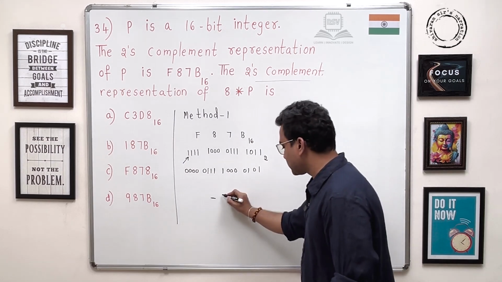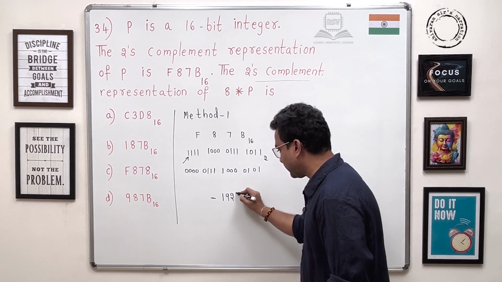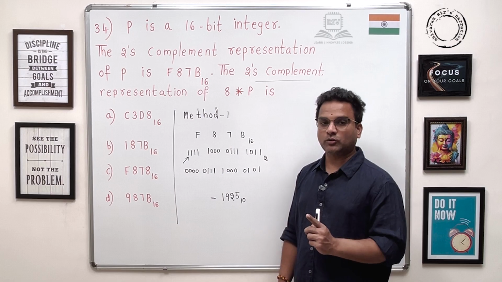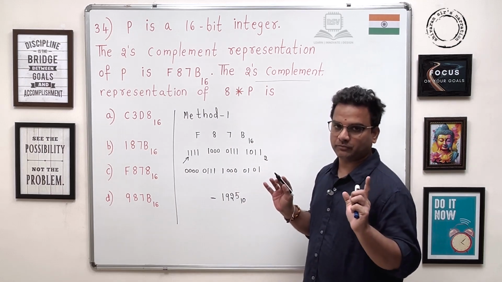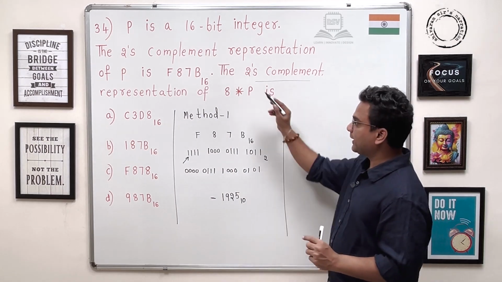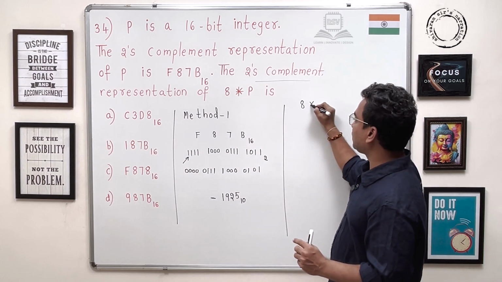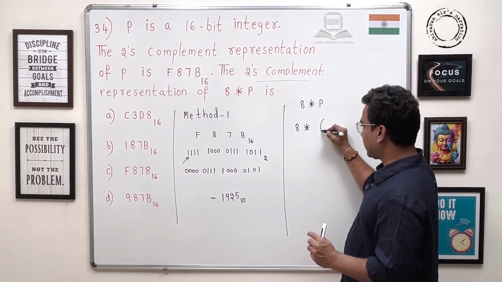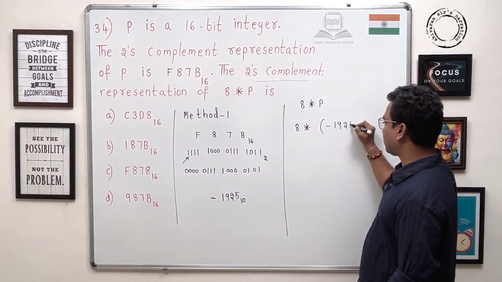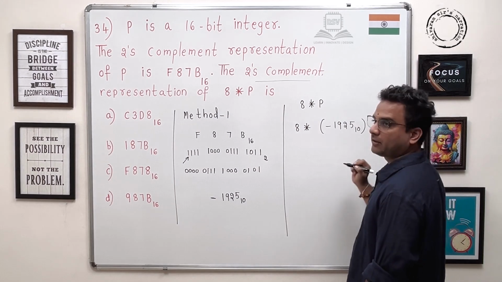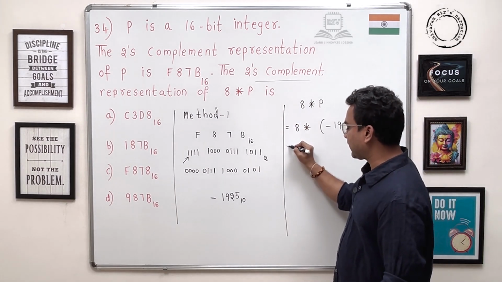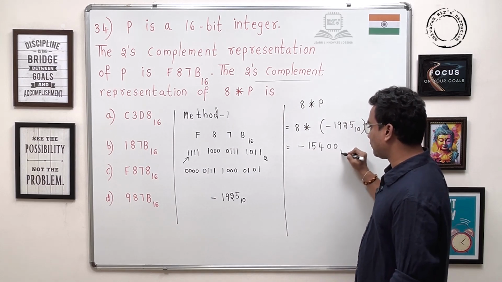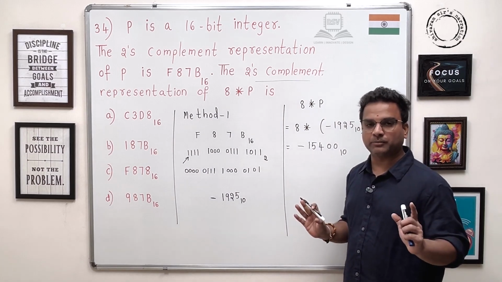The value is 1925, 1925 base 10. Now guys, what to do? Now you got the P value. Next, we need to do 8 into P. 8 into P, what is that? 8 into minus 1925. Then the answer will be the decimal value minus 15400. This one. Now you got the decimal value.